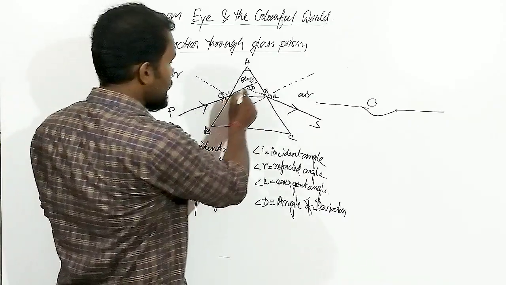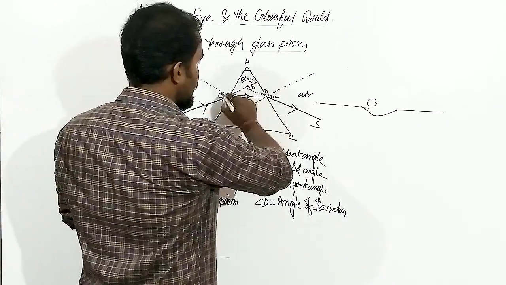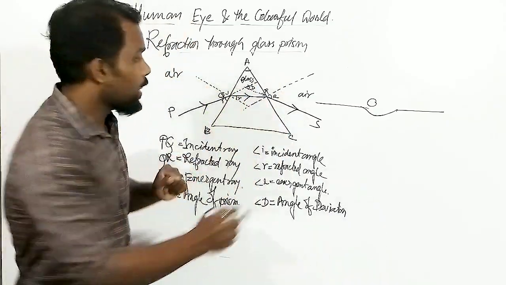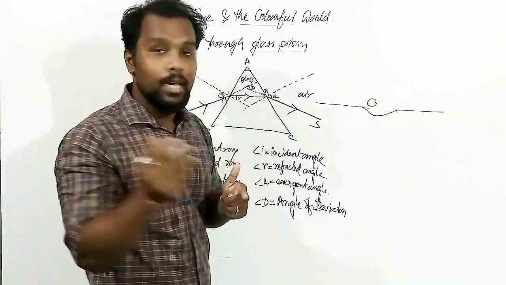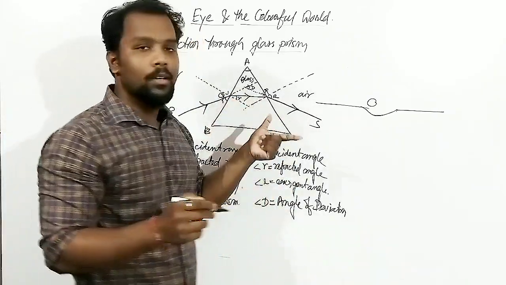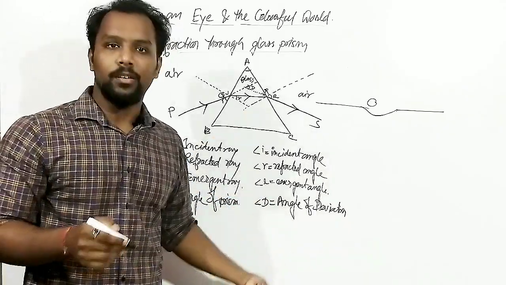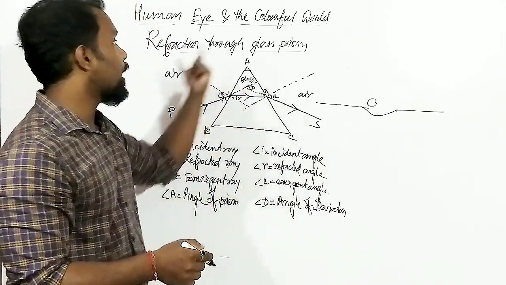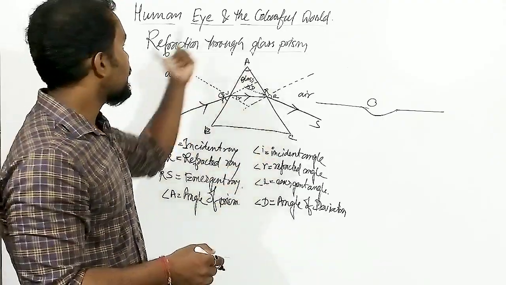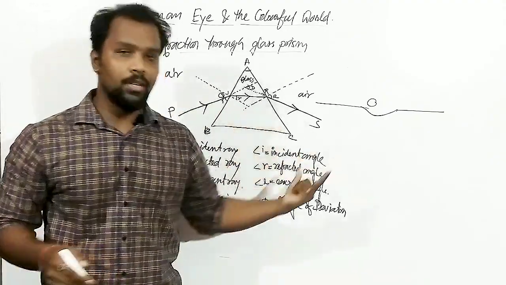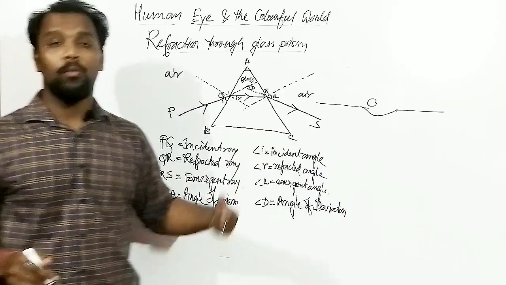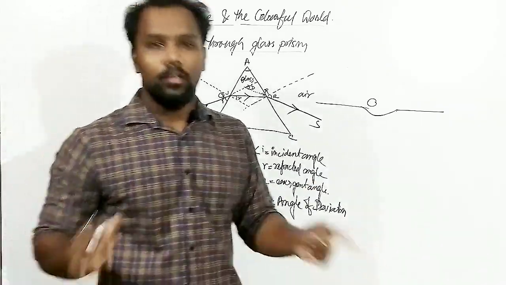See, this was the incident ray, that means the path of the original ray. And this is the emergent ray. That means this ray is giving us how much it got deviated. So angle D is nothing but the angle of deviation. This is the whole thing about the angle of prism, or the refraction through a glass prism. Using this refraction, we are going to get more upcoming things.